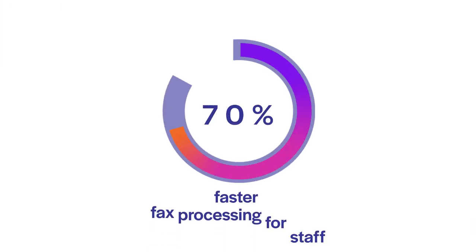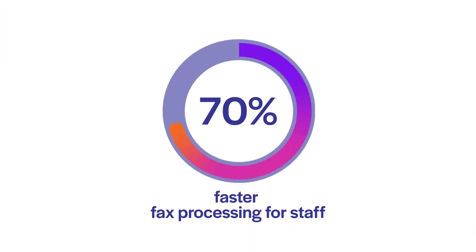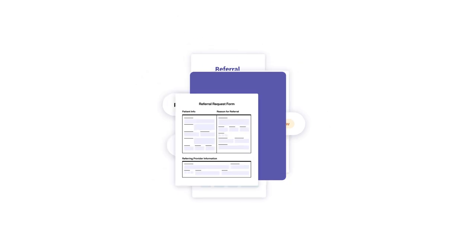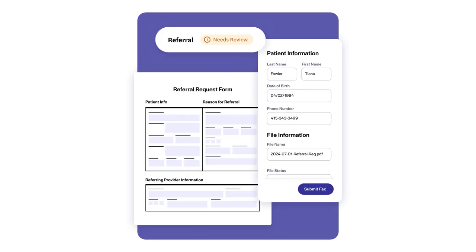For your staff, Spark turns hours spent on paperwork into minutes. Luma's Fax Transform powered by Spark takes manual steps out of the equation. Faxes are classified, prioritized, and processed in moments so your team can focus on what matters most, delivering care.